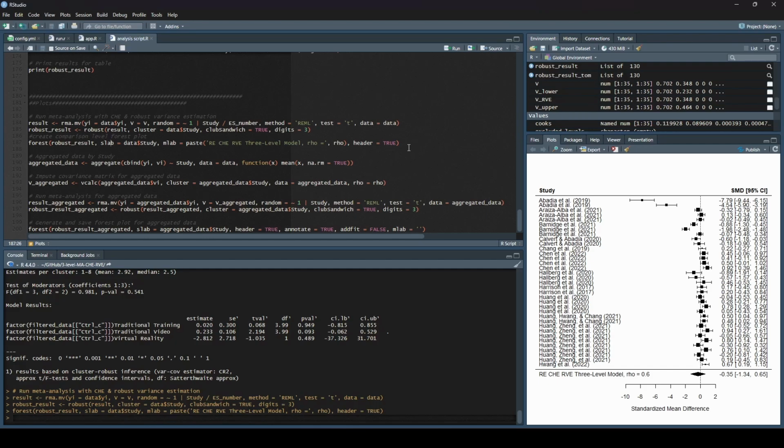Okay, so now we have our comparison level forest plot and we can look at that. Earlier I said this was the funnel plot, but it wasn't. Funnel plot's later. Okay, so now let us do our aggregated data.